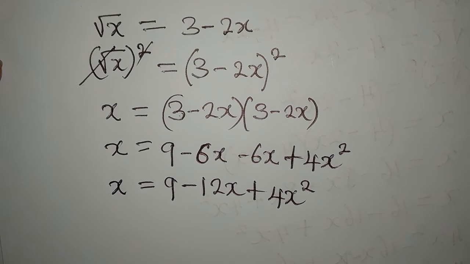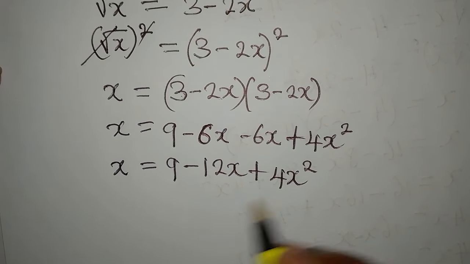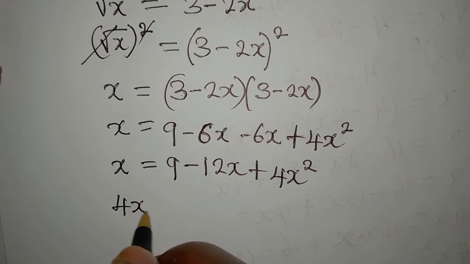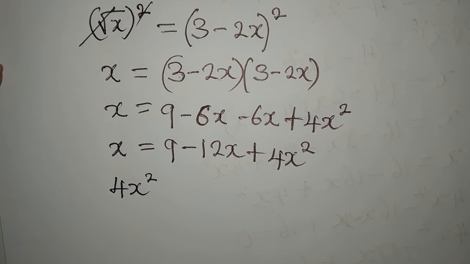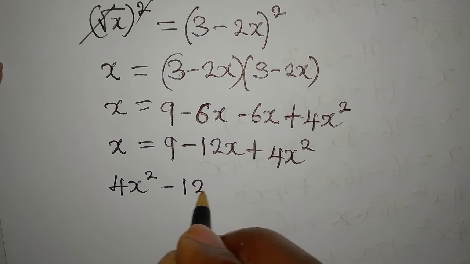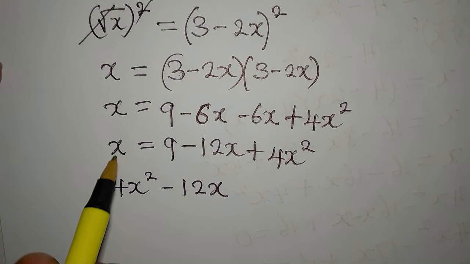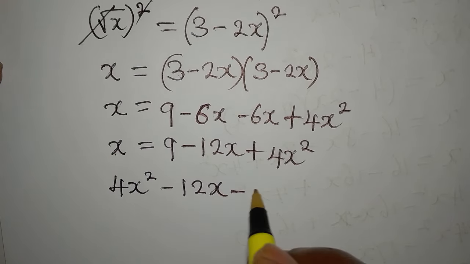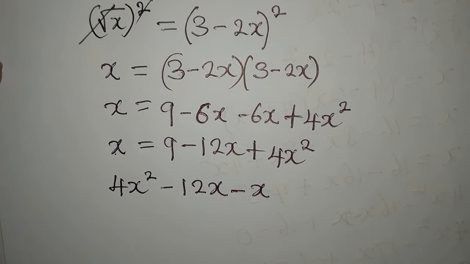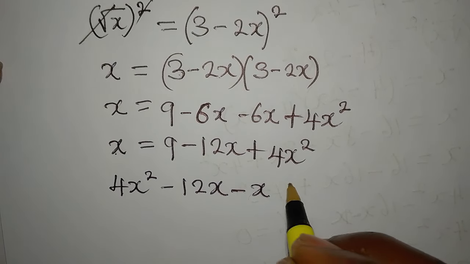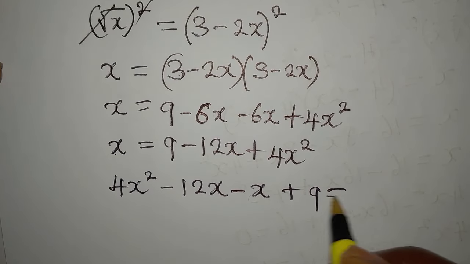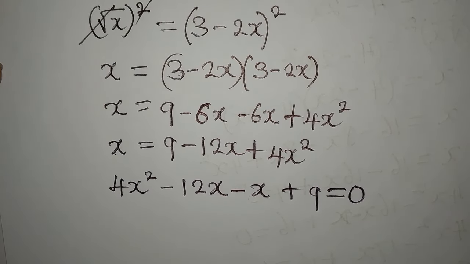Then there will be need for us to rearrange so that this one will appear first. This is 4x squared now. I will write minus 12x. This right here is minus x on the other side. Then we have plus 9. Then we equate to 0.